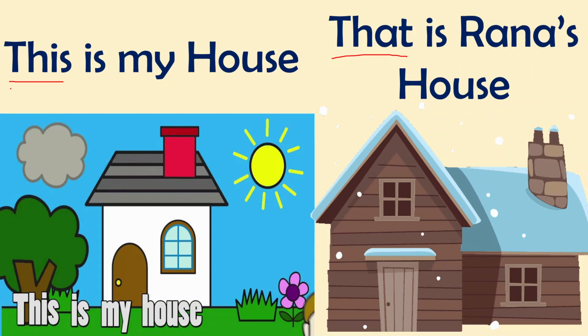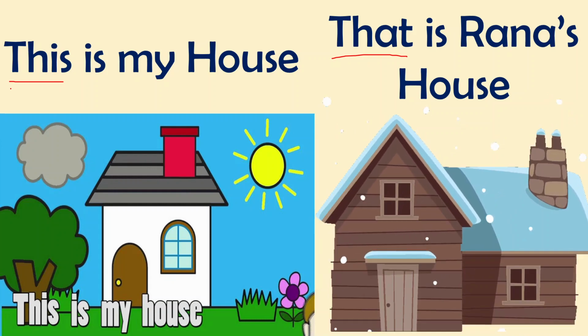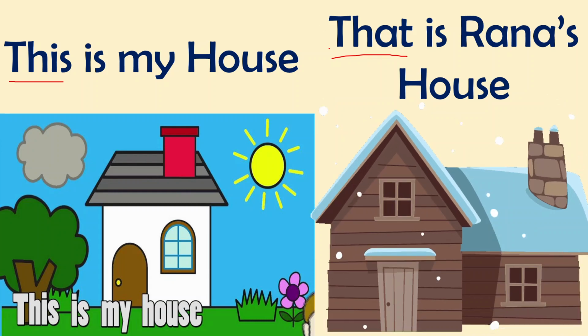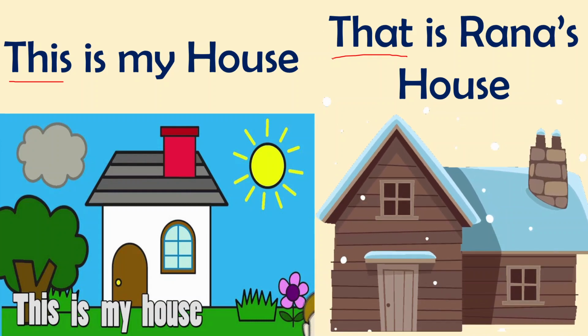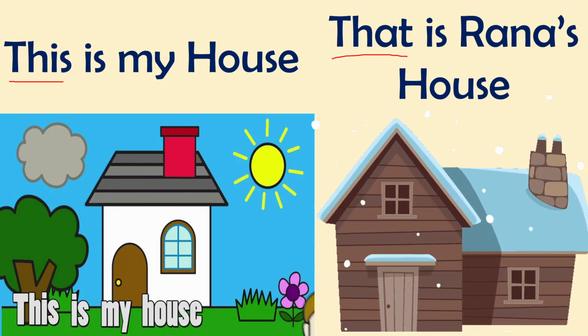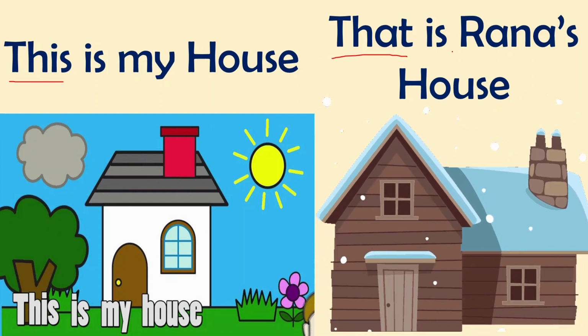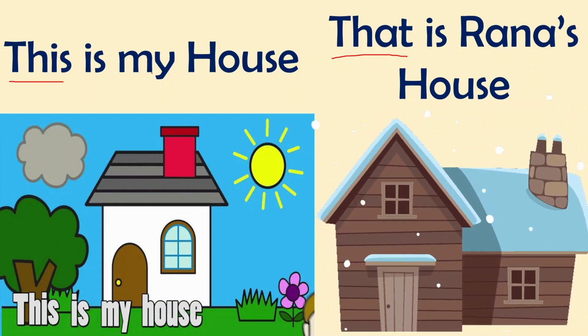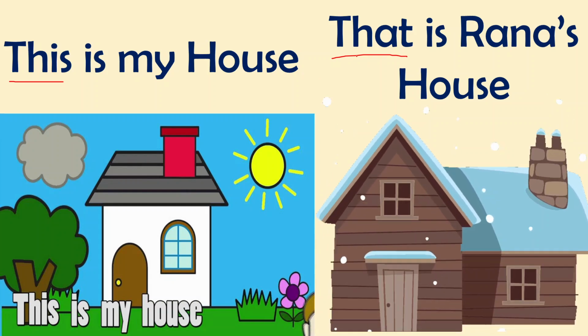This word is for your things, showing your things, and that is showing the things which are away from yourself. So this is my house and that is Rana's house. Here this is the demonstrative pronoun and that is the demonstrative pronoun.